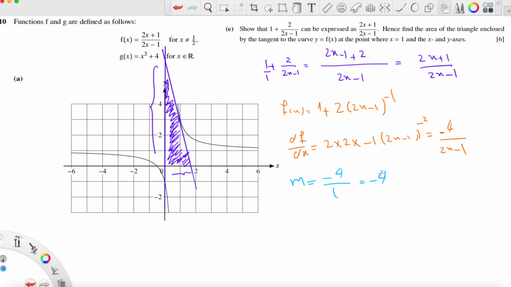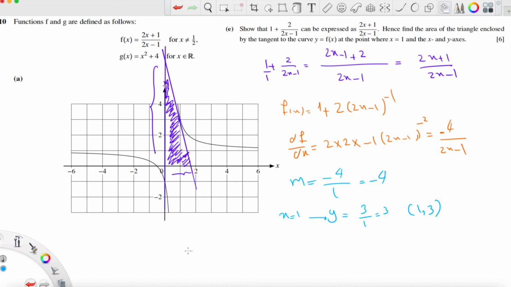So it is the gradient of the tangent to the curve at the point where x is equal to 1. Now, we have the x coordinate, x is 1. Let's find the y coordinate. So y will be, I replace it here. You can use this or the second one. So it will be 2 plus 1, which is 3, over 2 minus 1, which is 1. So it is 3. So the point is (1, 3).